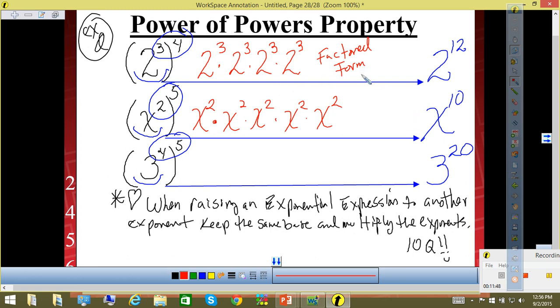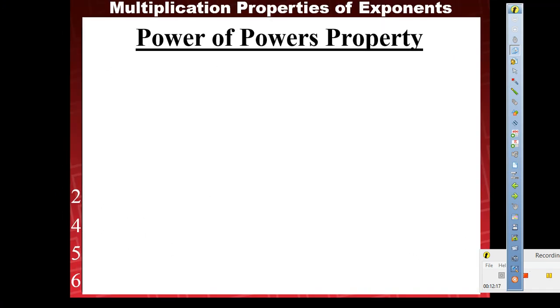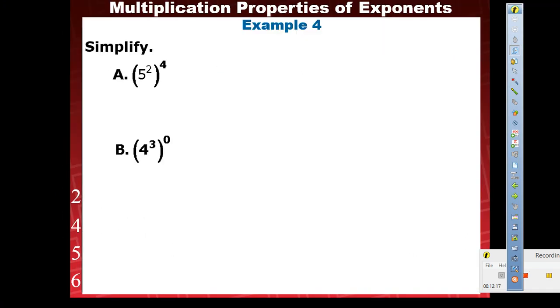All right. So now that we know the property, let's practice. Copy these. Example 4, A is 5 squared to the 4th power, and B is 4 cubed to the 0 power. You have 30 seconds. Go.